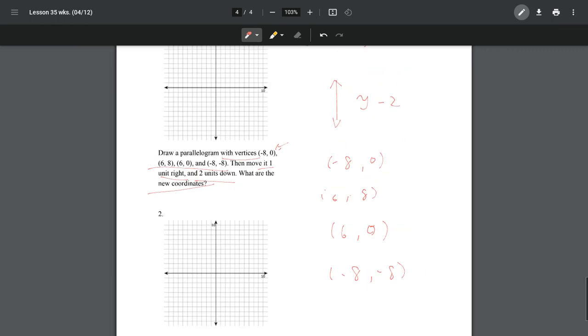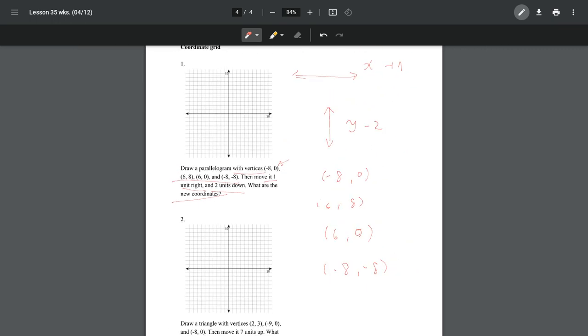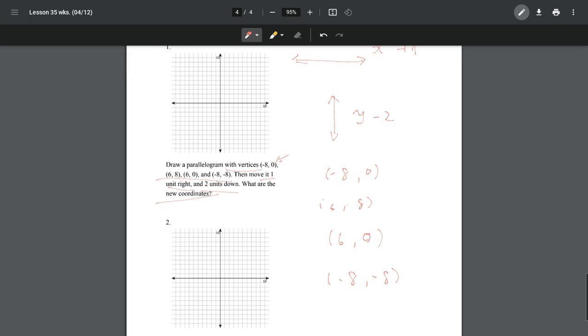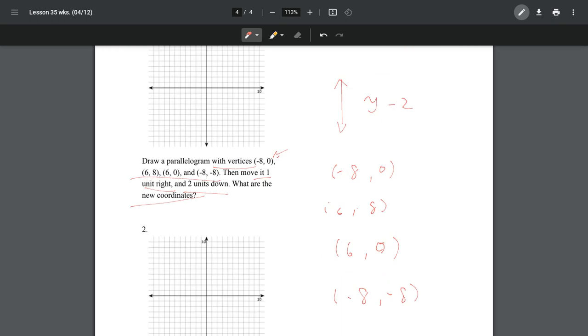Okay, so we're moving 1 unit to the right. So we're going to add 1 to the x value, and it's going to become -7. Add 1 to 6, that's 7. Add 1 to 6, that's again 7. And add 1 to -8, that's -7.